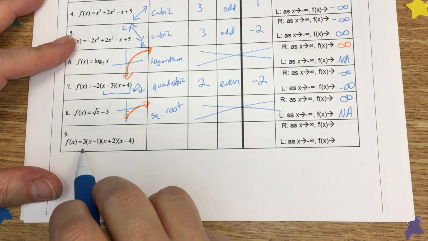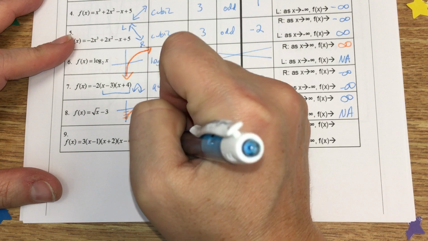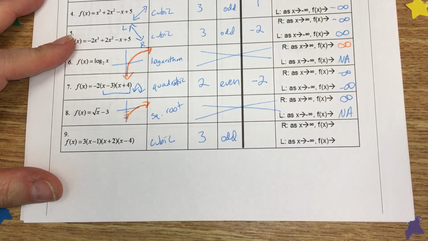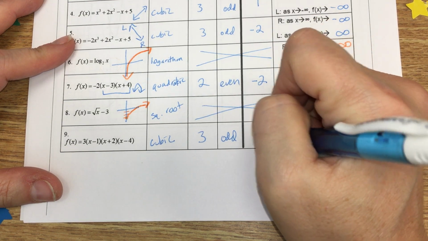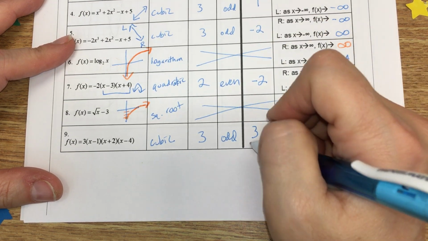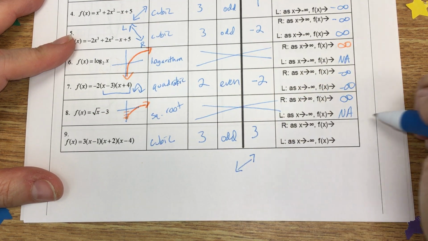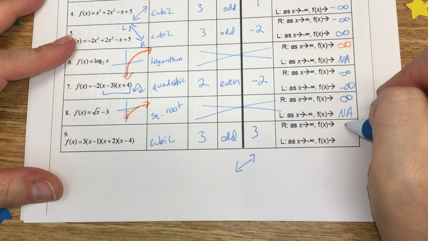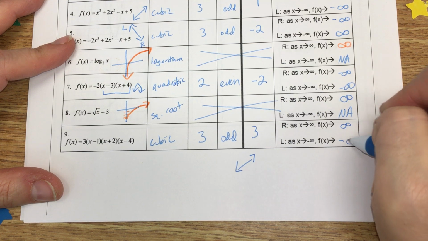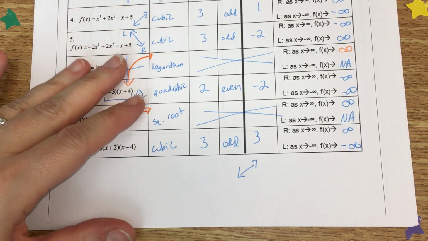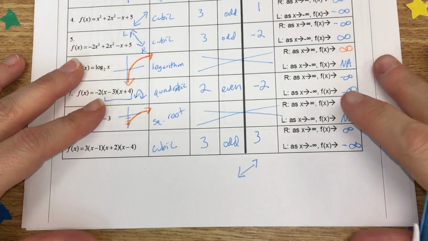For number 9, if I were to multiply these together, I would get a cubic function. Its degree is 3. It is odd, and the leading coefficient is 3. Because it's odd and it has a positive leading coefficient, it's going to be an up. As x goes to infinity, the function goes to infinity, and as x goes to negative infinity, the function goes to negative infinity. At this point, I'd like you to pause the video and examine the graphs on pages 6 and 7 and work on their end behaviors.